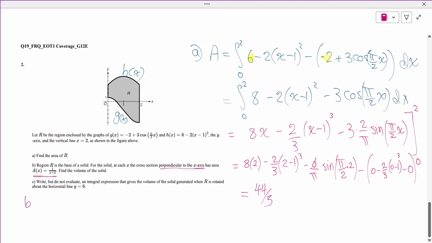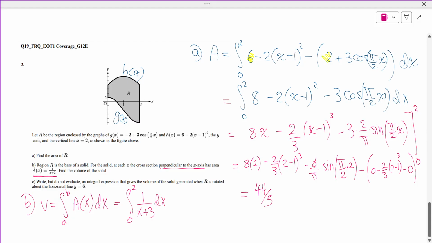Okay, so for part B, the volume is given by the integral from a to b of A of x dx. And when I say A of x, I am referring to the area of the cross section, which is already given. So this is equivalent to the definite integral from 0 to 2, because it's perpendicular to the x-axis, of 1 over x plus 3 dx.